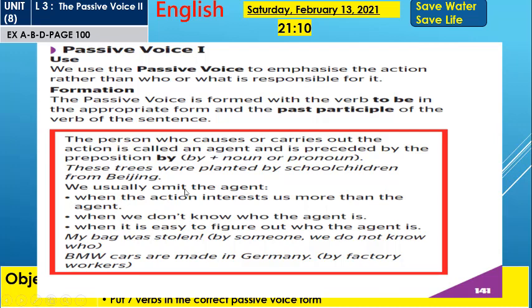We usually omit the agent when the action interests us more than the agent, when we don't know who the agent is, or when it is easy to figure out who the agent is. It's not the same in Arabic. We have only 1 or 2 exceptions in the Holy Quran. We don't specify the agent, we don't include or mention the agent in the passive voice, even if it is known. القائم بالفعل لا يذكر في العربية أو الفاعل.